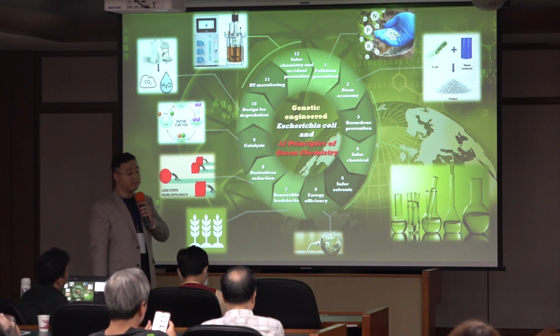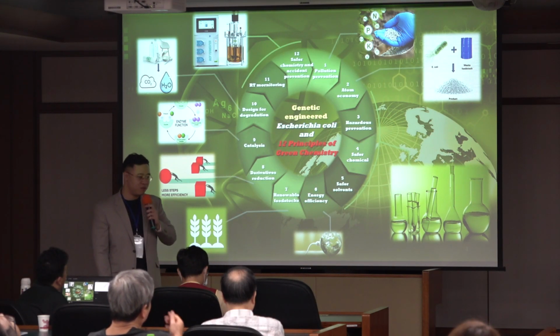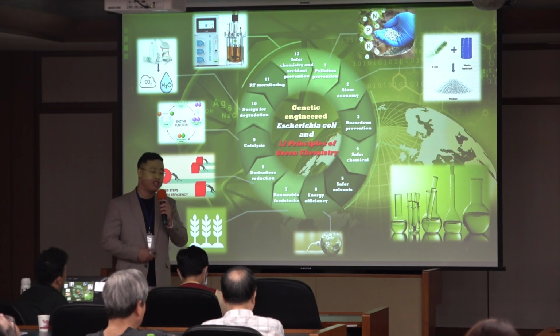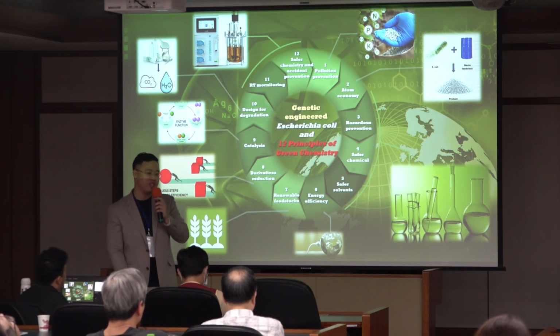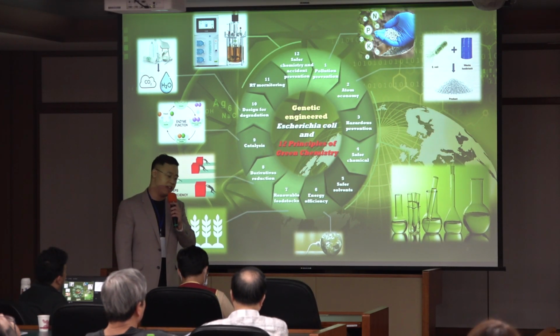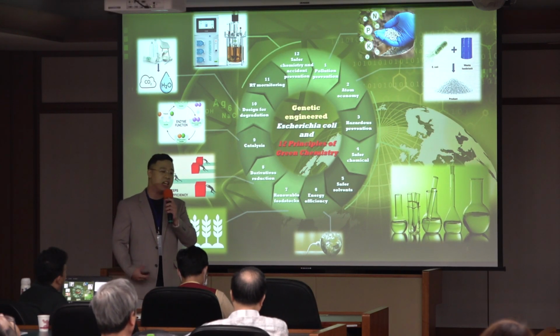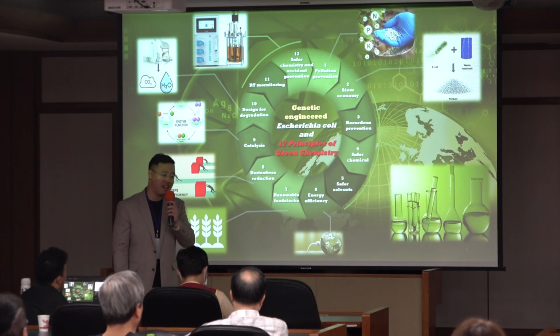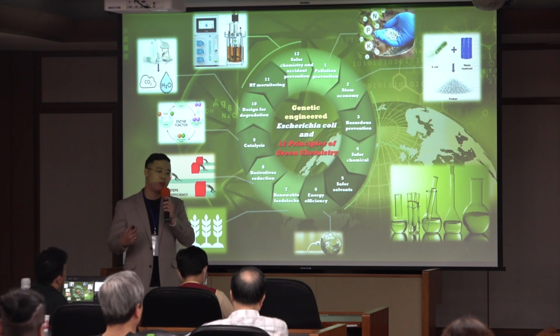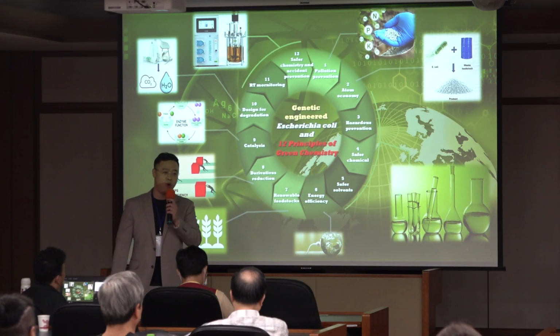For the first one, pollution prevention. As we know, it's better to not produce any pollution than to clean it up. And for E. coli here, we actually don't clean up anything. We don't even need to prevent the pollution. We use the waste directly to produce the product that we want.